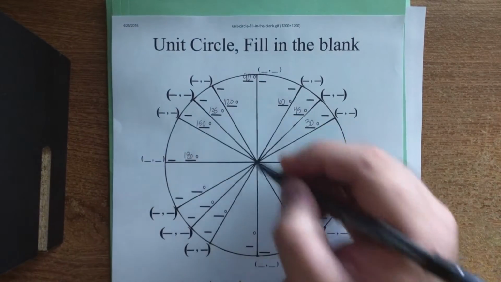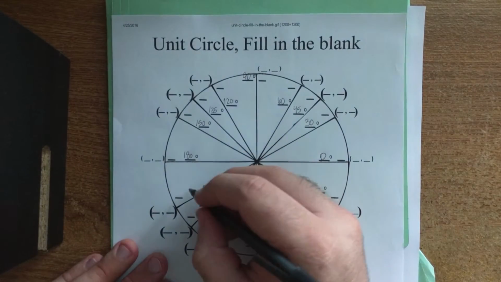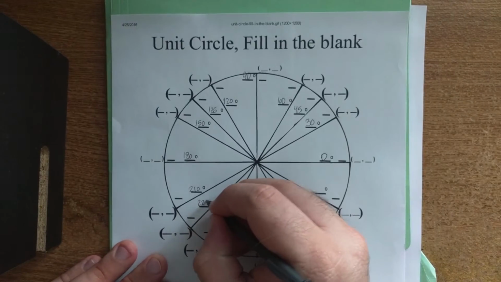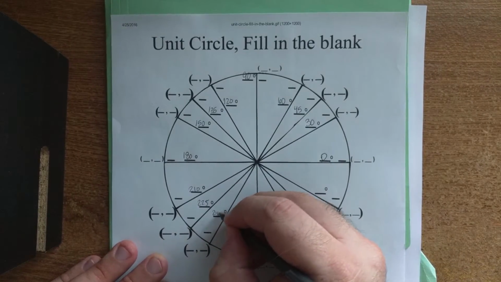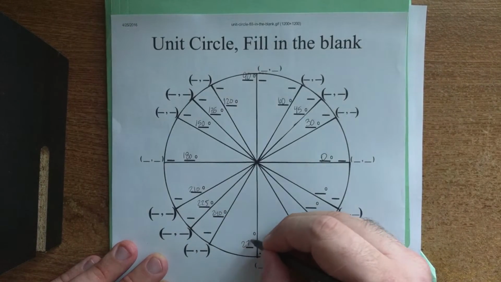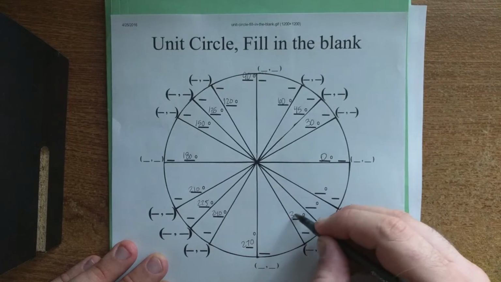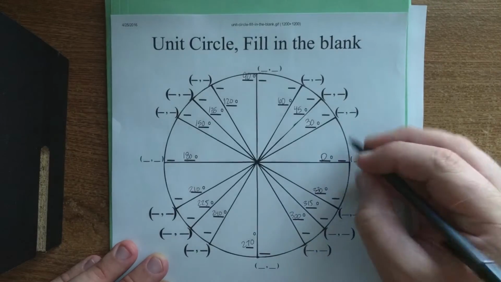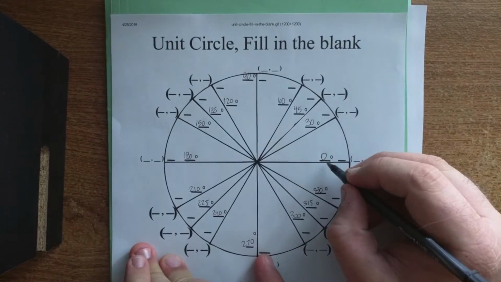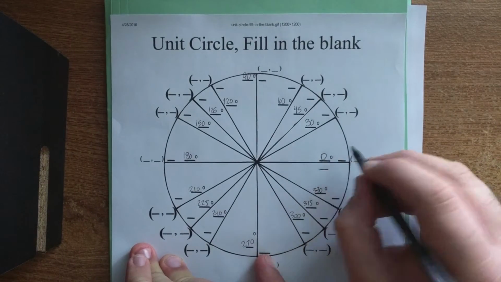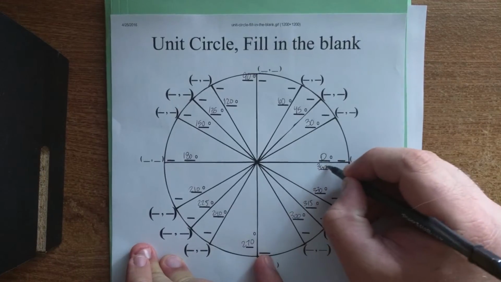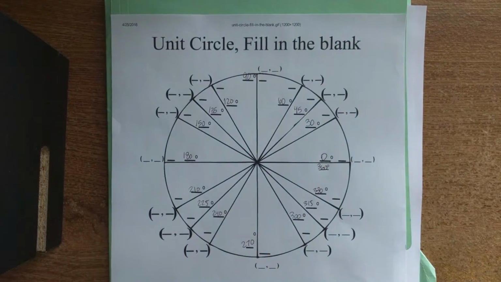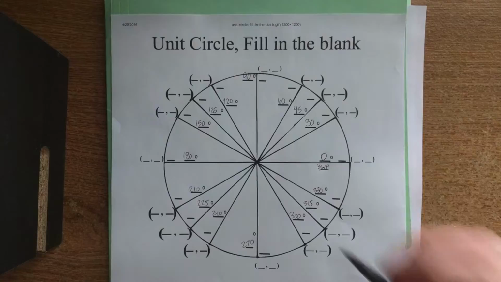Another 30. So I'm just going to keep going. 30, 15, 15, 30, 30, 15, 15, and then we do want to end, I know there's no space for it, but you want to end here at 360 degrees. Okay, so we got all the degrees in there.